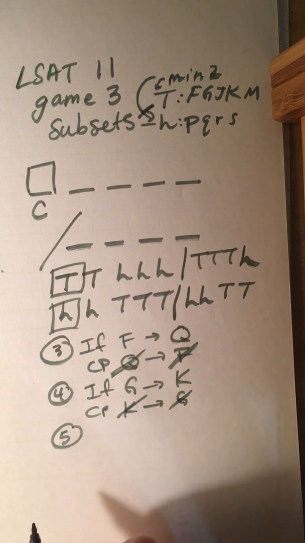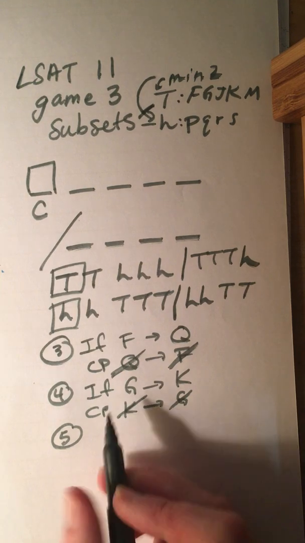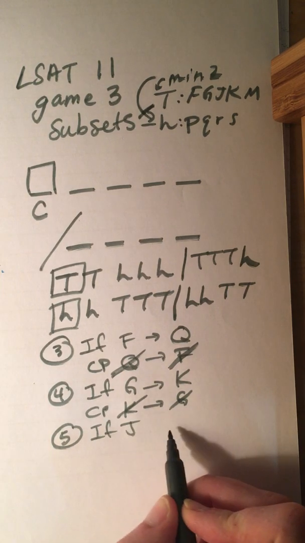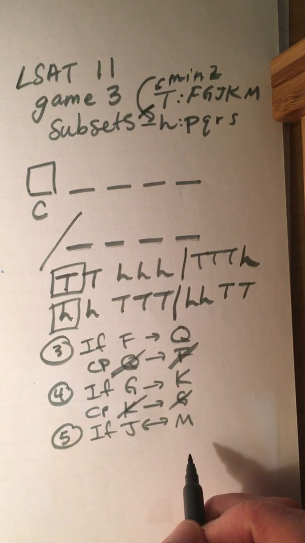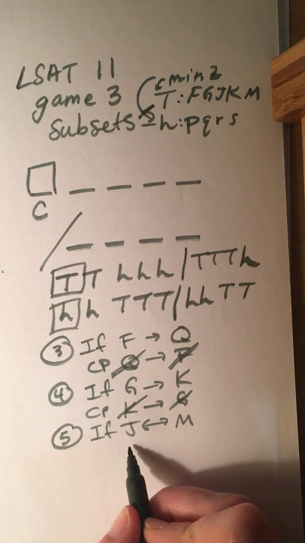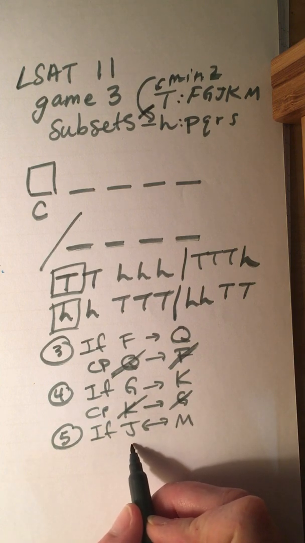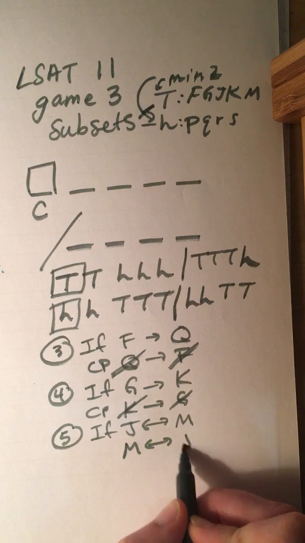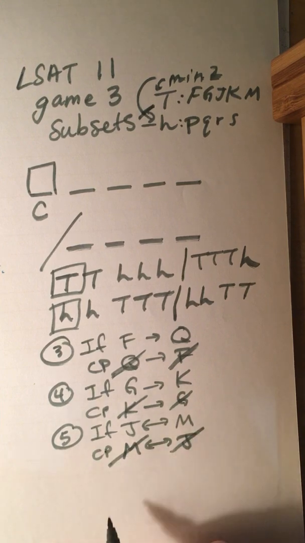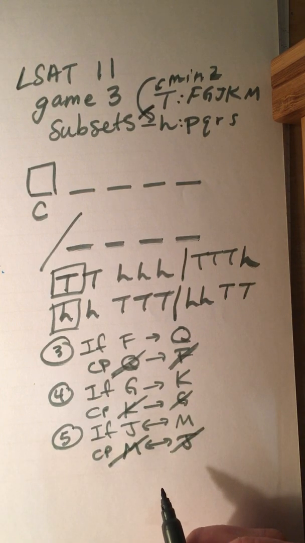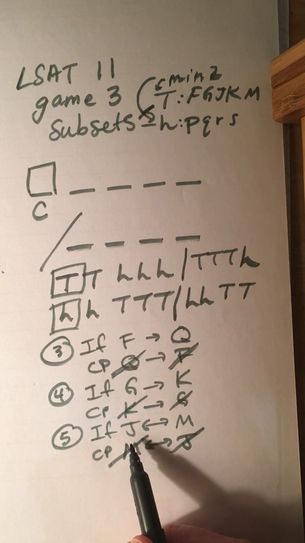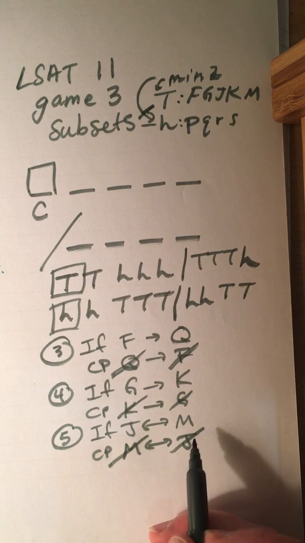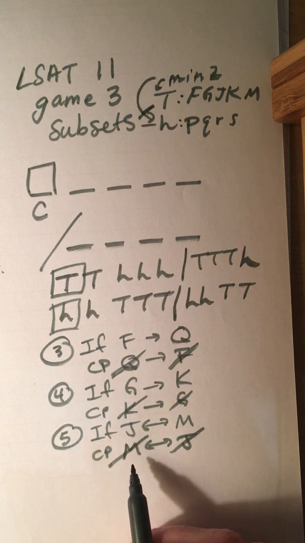Rule 5, if either J or M is selected, the other must also be selected. So if J is selected, then M is selected, and if M is selected, then J is selected. Okay, and for the contrapositive, we can flip and negate, and this is what's called a biconditional. So usually the arrow only goes one way, but in this case, knowing that J is in is sufficient to know M is in, and knowing that M is in is sufficient to know that J is in.